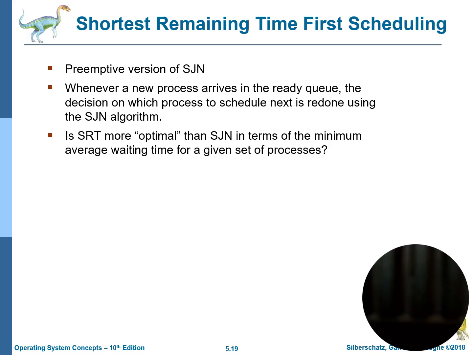So now let us talk about the shortest remaining time first algorithm, which is a better version of shortest job first. Shortest remaining time assumes that even the job that is running, we can preempt it if a shorter job arrives. So this is the preemptive version of shortest job first. Whenever a new process arrives in the ready queue, the decision on which process to execute next is redone using the shortest job next algorithm.